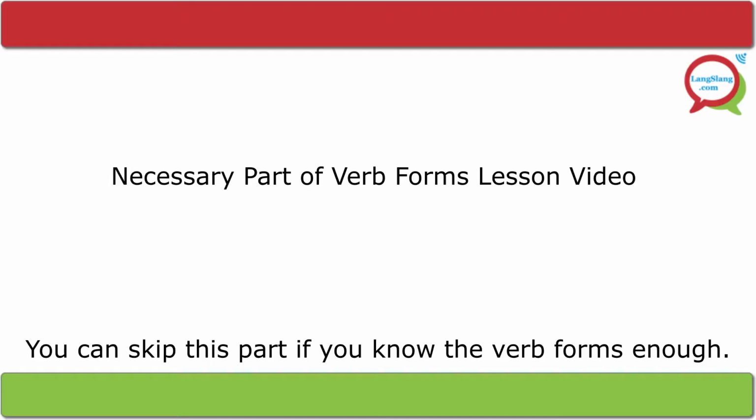Unfortunately, for those who have learned the verb forms already, I have to reproduce the necessary part of the verb form lessons here, so that those who don't know the verb forms can go through that. And if you have already learned the verb forms, you can skip 1 minute and 43 seconds. And for others who have to learn the verb forms, flashback to the necessary part of the verb forms lesson.